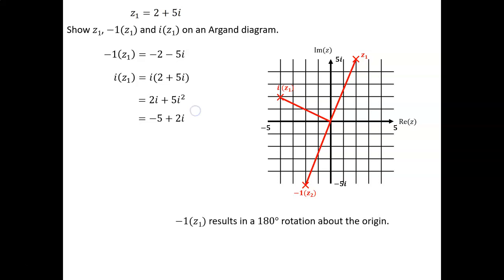So what we can say is that when we multiply a complex number by -1, for its point on an Argand diagram, it results in a 180-degree rotation about the origin. If we multiply a complex number by i, it results in a 90-degree anti-clockwise rotation about the origin.